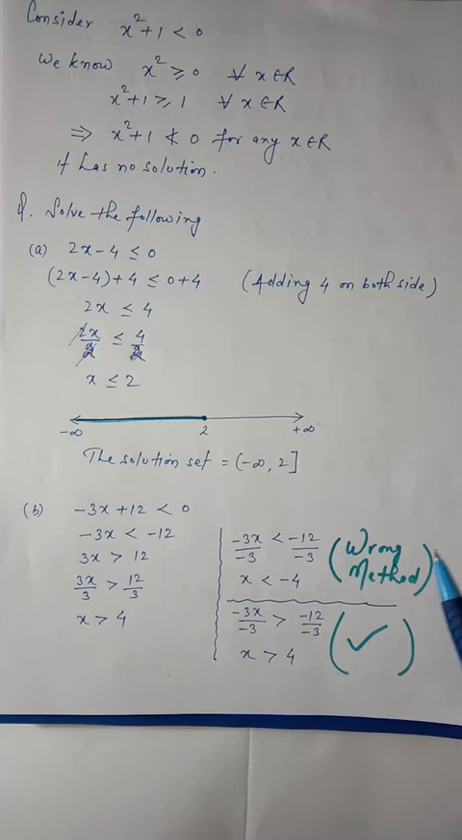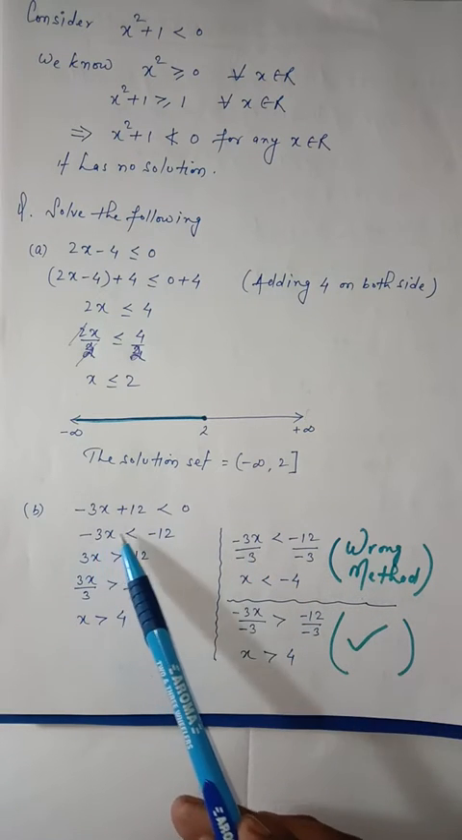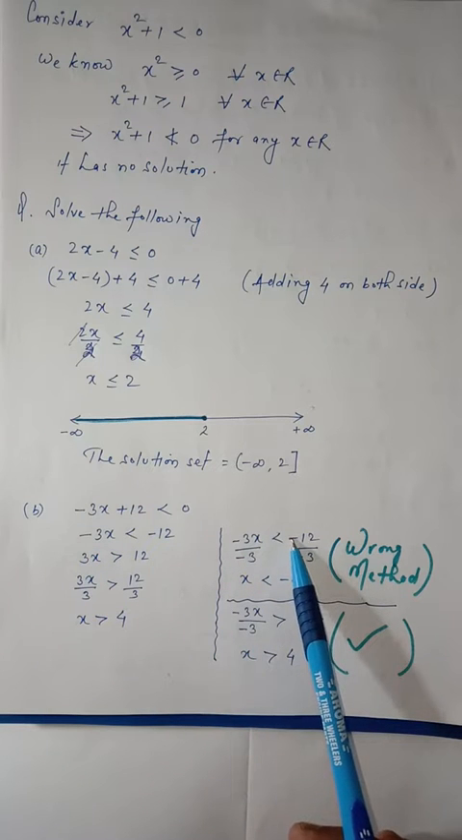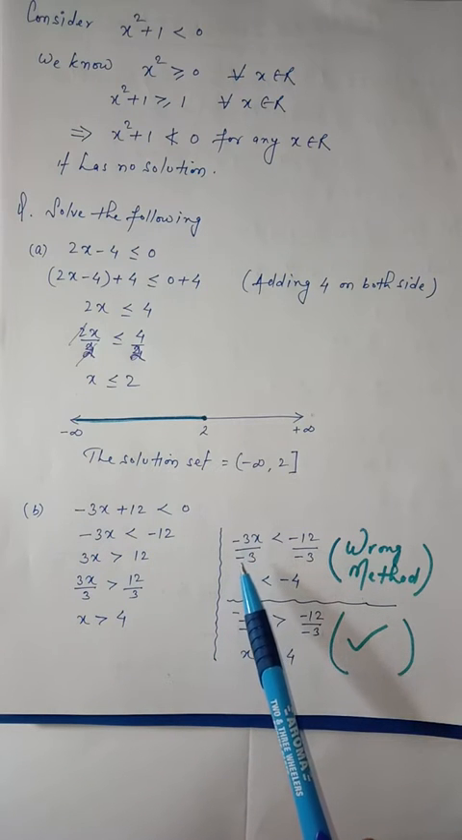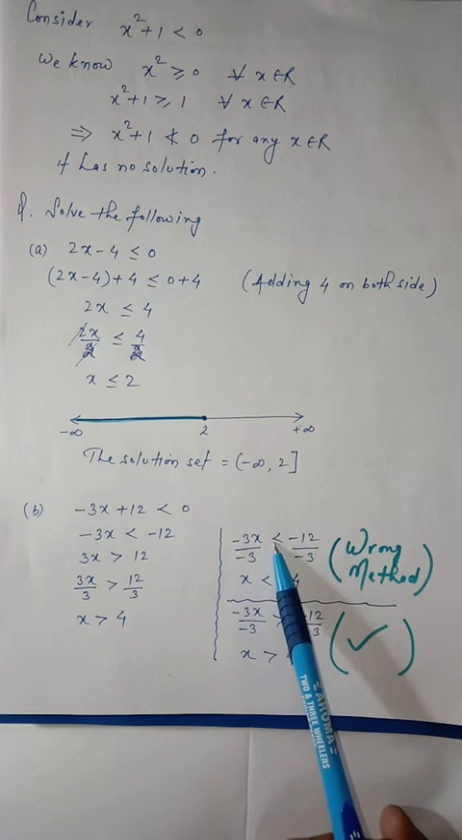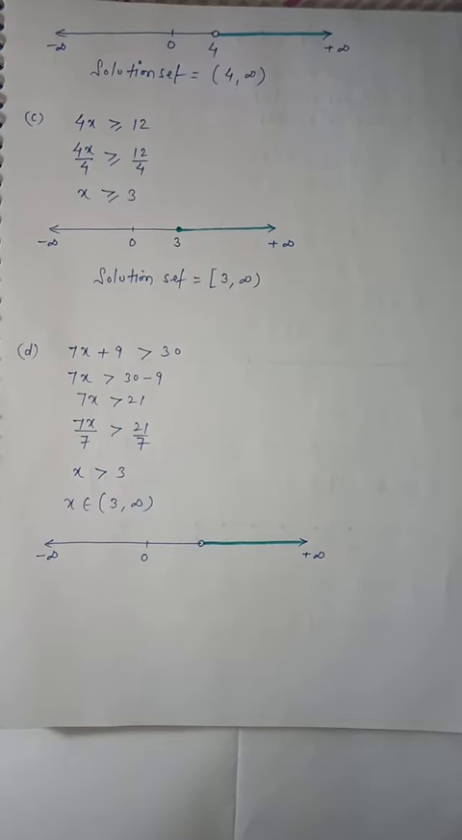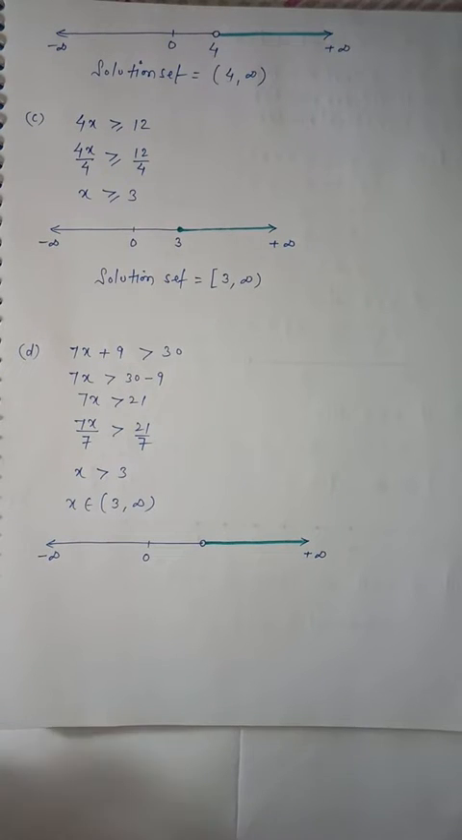Now also discuss what is the wrong method. Few students are doing like this. It is minus 3x less than minus 12. Now you may divide both sides by minus 3. But if you are not changing this sign, this is wrong. So if you are writing x less than minus 4, this is wrong. So please note this step. So the correct solution is x greater than 4.